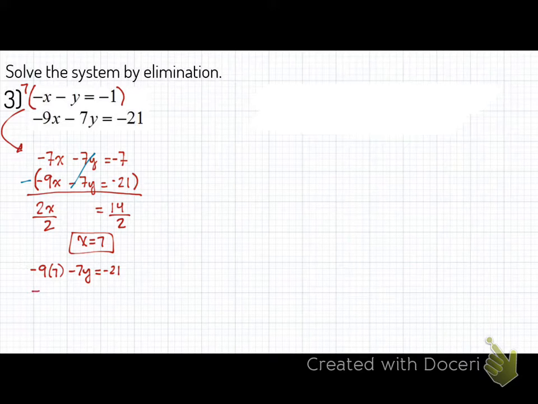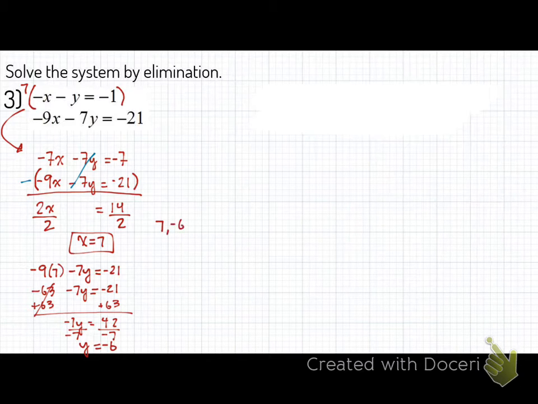Watch up here. I'm going to work this out. It's negative 63 minus 7y is equal to negative 21. Add 63 to both sides. You get negative 7y is equal to 42. So y is equal to negative 6. Okay? So your answer is going to be 7, negative 6. Okay?